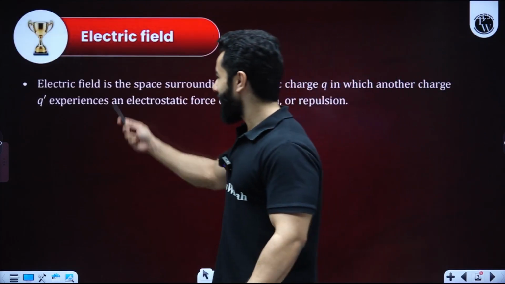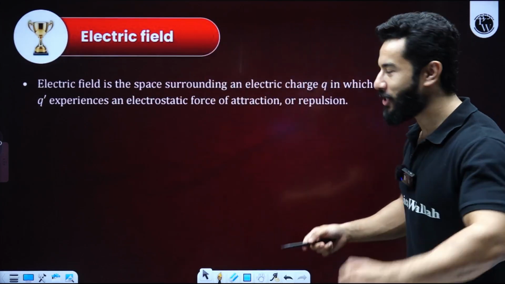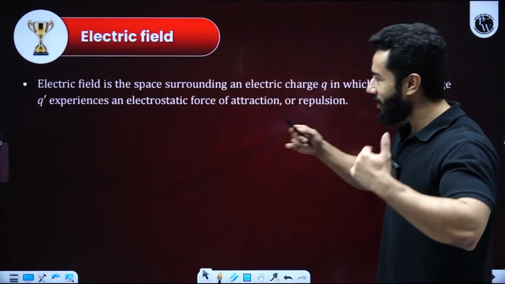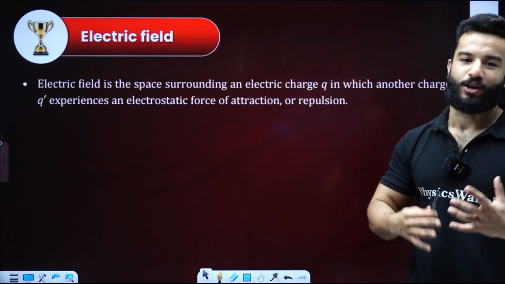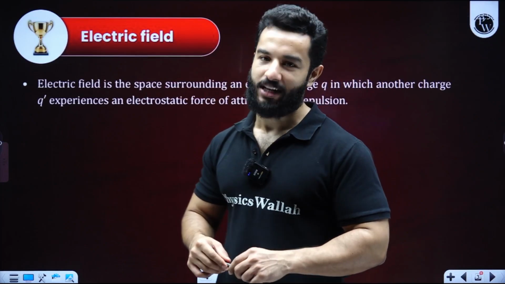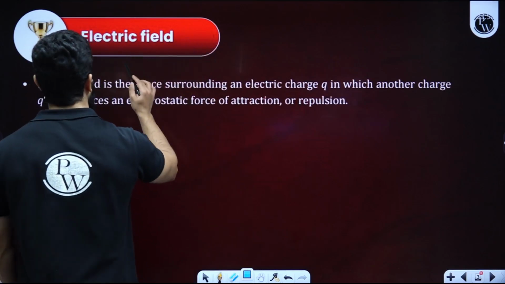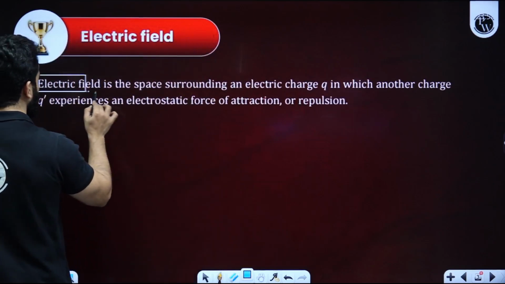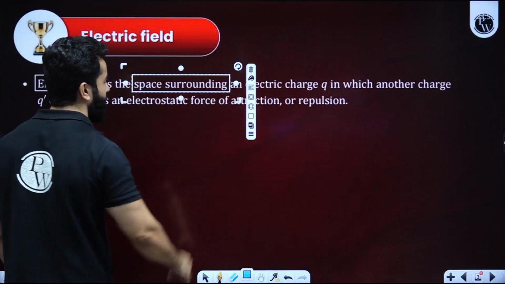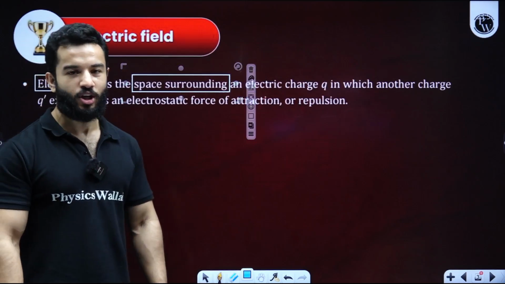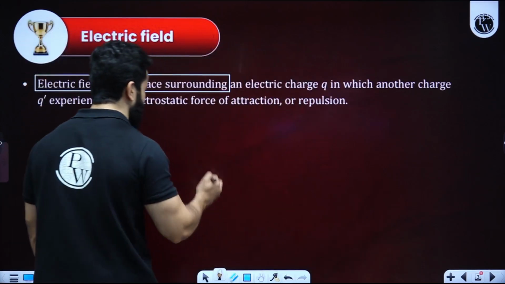We are going to say electric field is the space surrounding an electric charge q in which another charge q dash experiences an electrostatic force of attraction or repulsion. It's a very easy definition, right? So electric field is nothing but a space surrounding a charge.